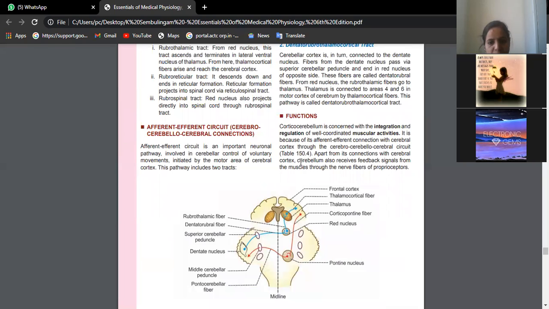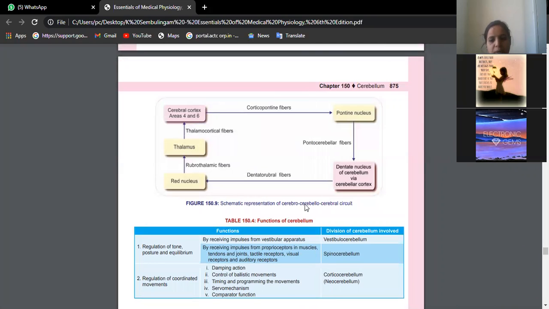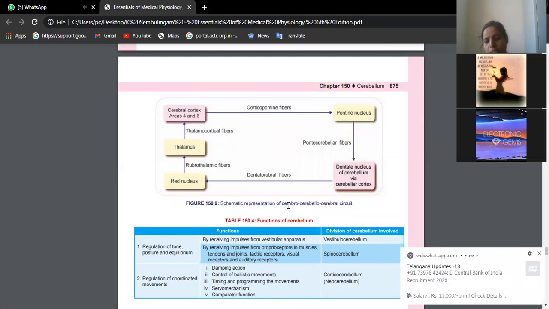There is a flow chart also given for us to understand this better. Table 150.4 is there. This is one table which gives everything, but in the corticocerebellum functions, damping, I'll tell you these movements. Before that, you'll see these connections better. And I want you to write this flowchart also.